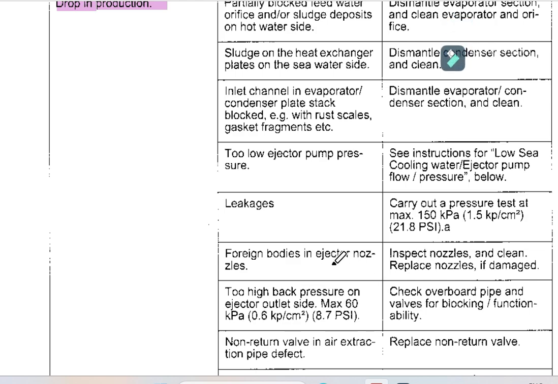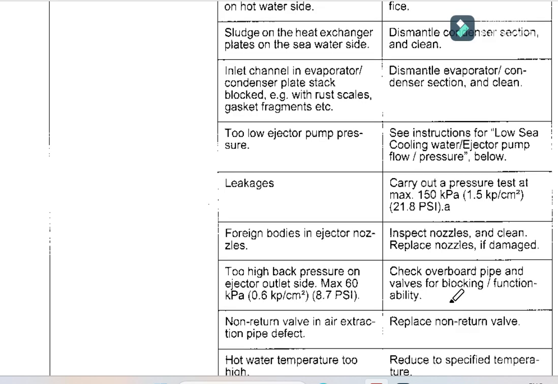Foreign bodies in the injector nozzles, then the sufficient suction will not be there. So you have to inspect this nozzle and clean and replace the nozzle if damaged. Otherwise, the cleaning is sufficient. So this is also one of the major issues. Too high back pressure on the ejector outlet side. That means the overboard valve has some problem. Check the overboard pipes and valves for blockage and functionality. So if this is there, then of course the production will be reduced.